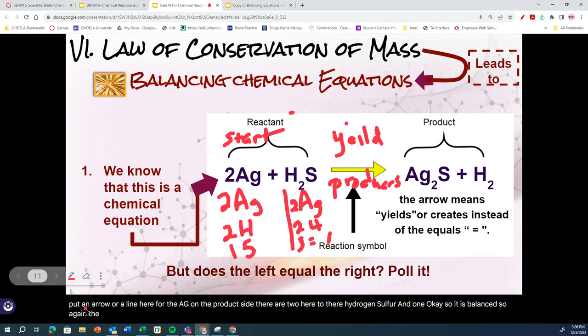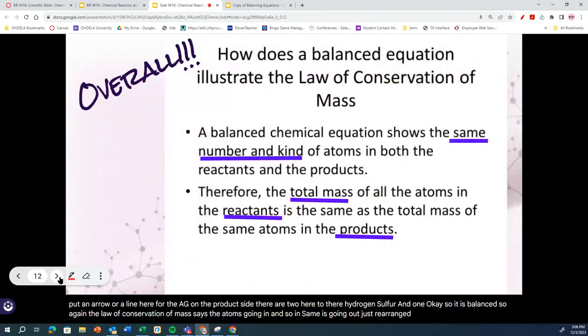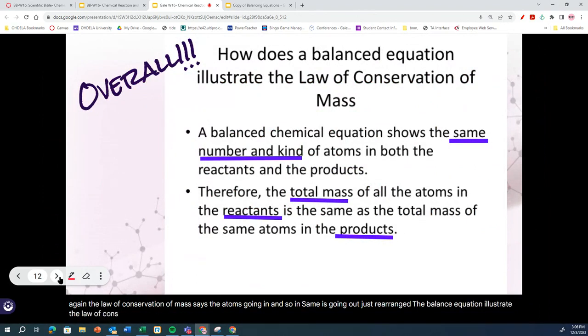So again, the law of conservation of mass says the atoms going in is the same as going out, just rearranged. How does a balanced equation illustrate the law of conservation of mass? A balanced chemical equation shows the same number and kinds of atoms in both the reactants and products. Therefore, the total mass of all the atoms in the reactants is the same as the total mass of the atoms in the products.